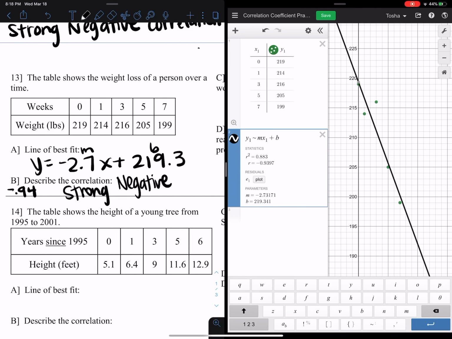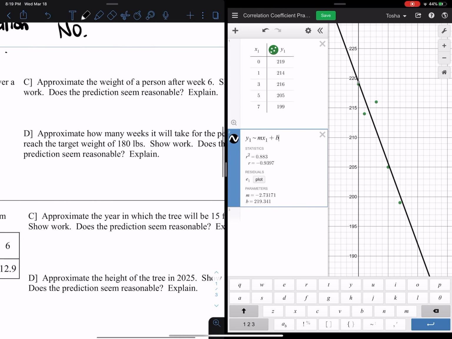So it makes sense. And as you can see on our graph, the points don't fall very far off. We also don't have that many data points. So for the data points that we have, it's a strong negative correlation. But maybe if we had days instead of weeks and their weight fluctuated more, then maybe it could be a moderate correlation or a weak correlation. But that's what we're going to say based on the data we have.